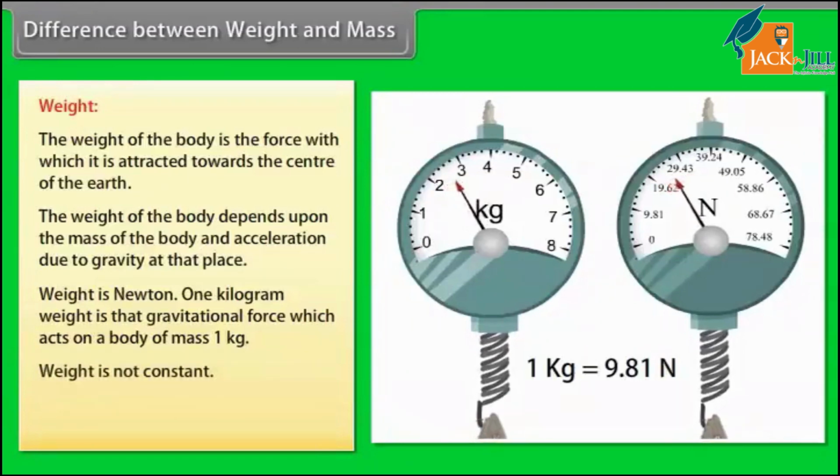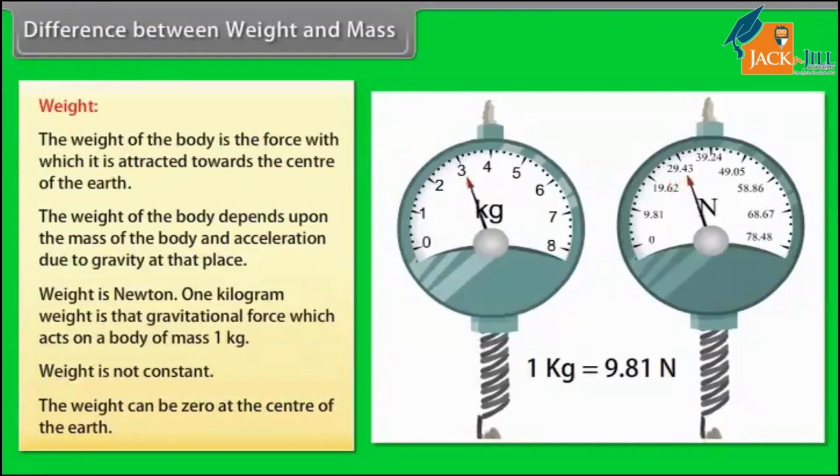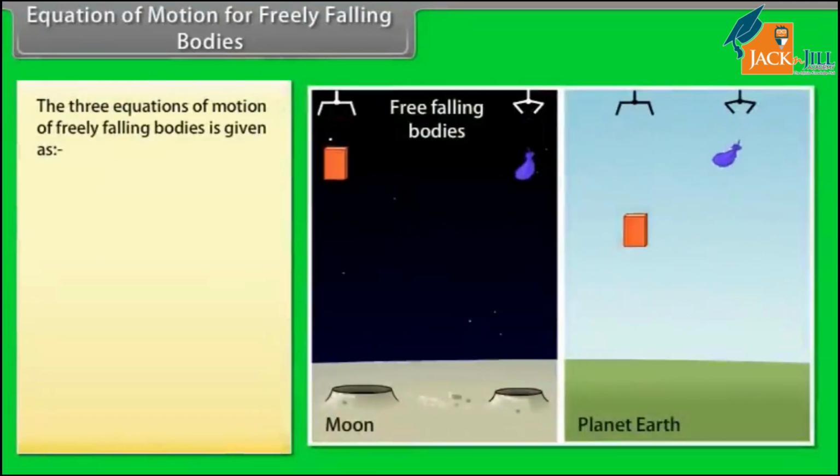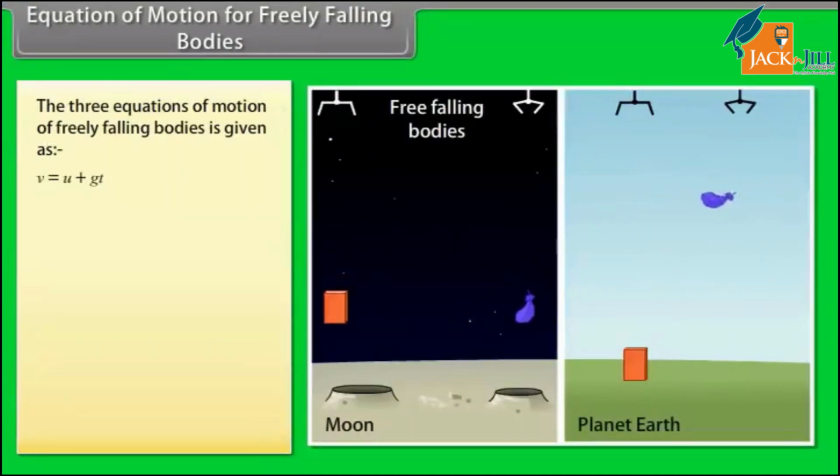Weight is not constant. The weight can be zero at the center of the Earth. Equation of motion for freely falling bodies. The three equations of motion of freely falling bodies are given as: v is equal to u plus gt, s is equal to ut plus 1 upon 2 gt square, v square is equal to u square plus 2gs.